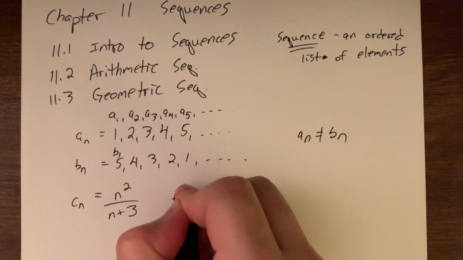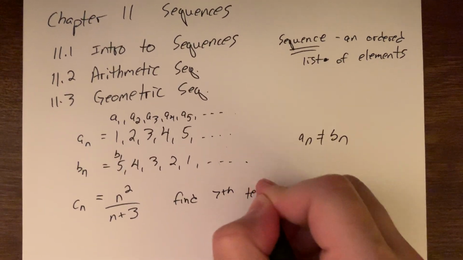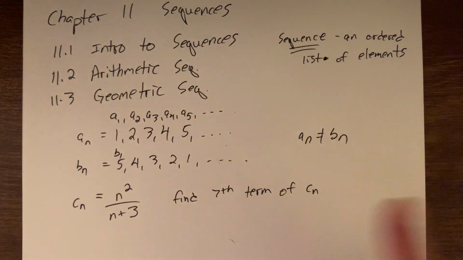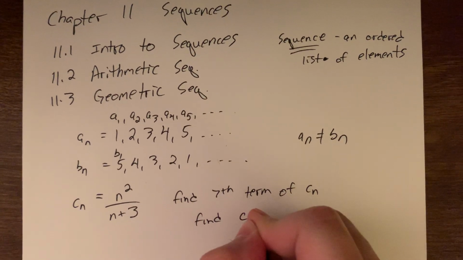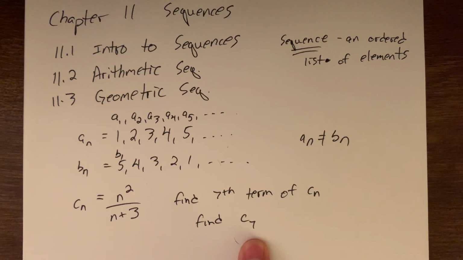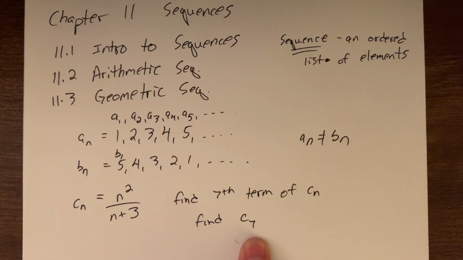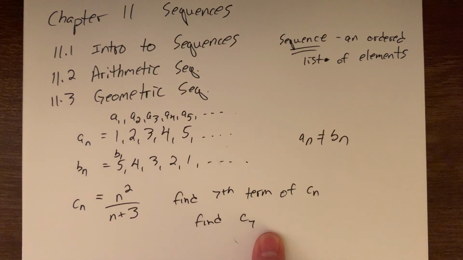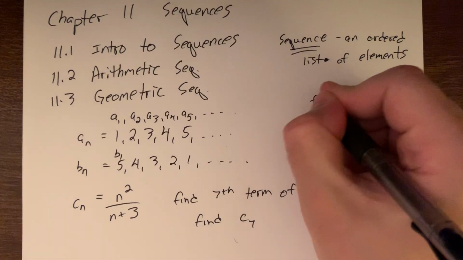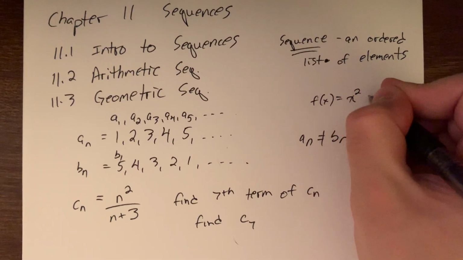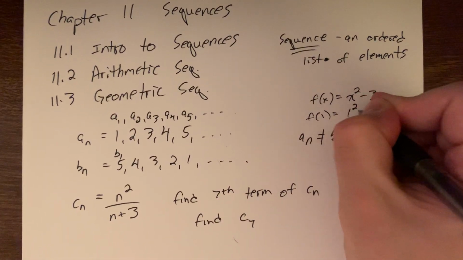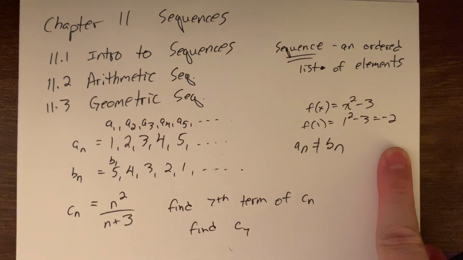So if I said find the 7th term of the sequence C, that's literally saying find C sub 7, and just because this is a subscript, we're still replacing the n on this side. That's just notation. But on the other side, just treat this just like an f of x. If I told you f of x was x squared minus 3, and I said find f of 1, you'd plug the 1 in and do the work, and you get -2.